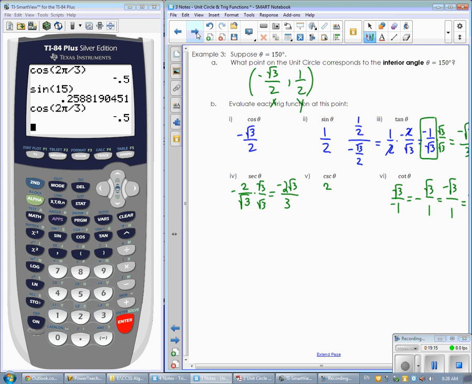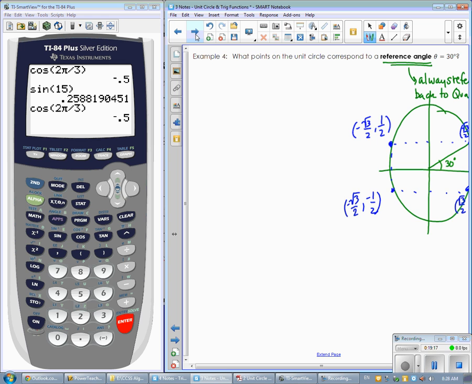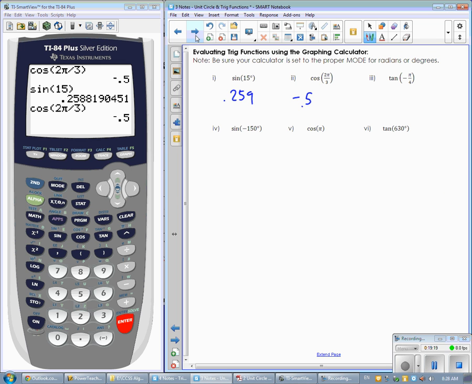So our calculator can also evaluate these functions. Most of the time, if it's on the unit circle, I'm going to want you to evaluate using the unit circle. But on the occasions when it's not, you can just go ahead and use your calculator.